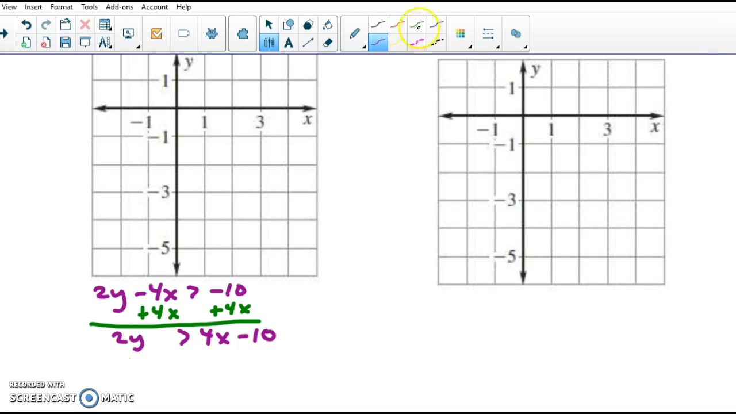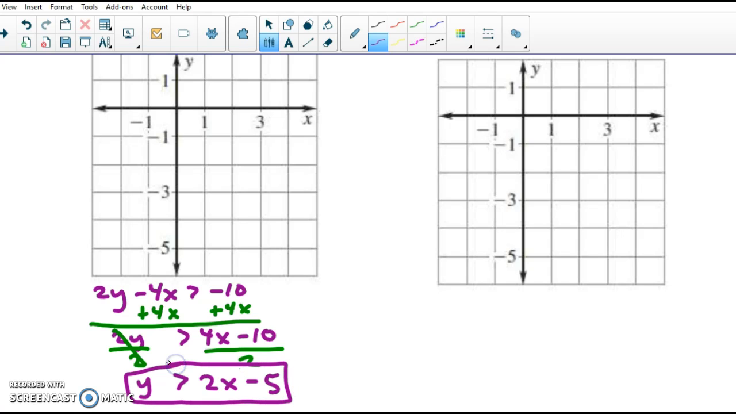Now I want to get y by itself, so I need to undo the times 2. I can undo multiplying by 2 by dividing by 2. So my 2's cancel, and I'm left with y on this side. And over here, I have to do 4x divided by 2, which is 2x. And I have to do minus 10 divided by 2, which is minus 5. So this is my equation of the boundary line.